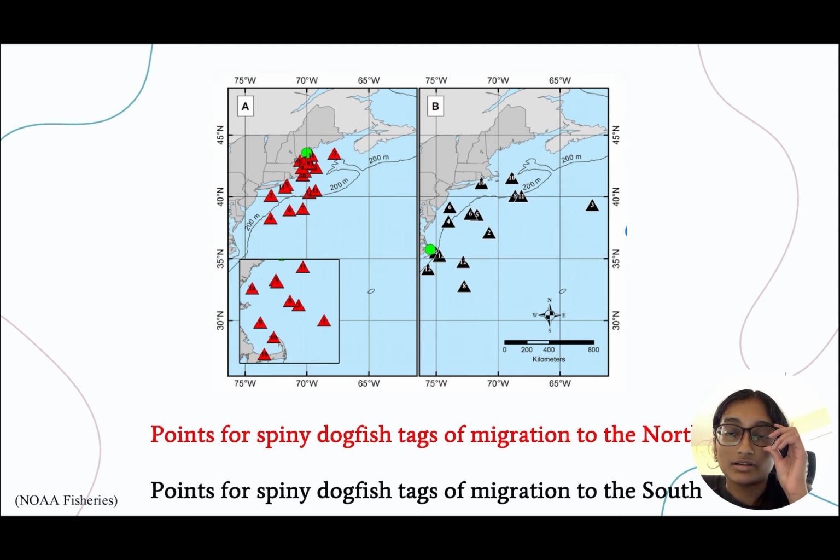Here is another geographic map of the change in migration patterns. The red identifies spiny dogfish tags when they migrate to the north. Notice that the red tags are more clearly aligned upwards compared to the black tags. The black tags represent the migration patterns to the south.